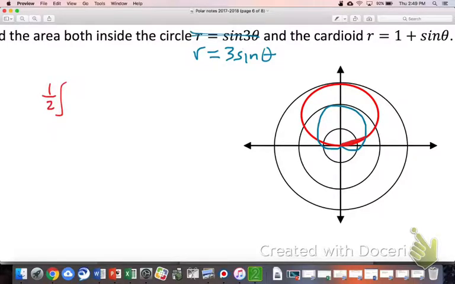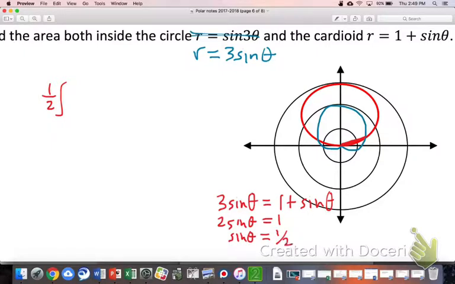Set them equal to each other? Set the two radii equal to each other? That's exactly right, because where the radii are equal is where those two curves would intersect. So I'll do this real quick and then I'll erase it. Maybe I'll just leave it over here. So we would say 3 sine of theta is equal to 1 plus sine of theta. So if we subtract over, I'd get 2 sine of theta equals 1. Sine of theta is equal to 1/2.